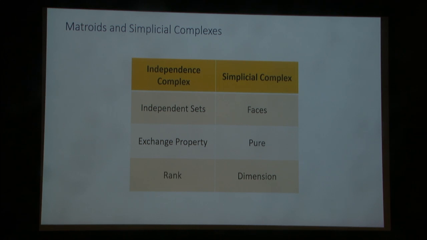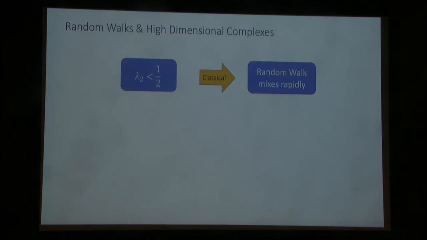Okay. Now that you have a simplicial complex, so you have this huge thing. You can study it. You can study random walks on it, and this is basically what I want to talk about. So I told you this identity that if the second eigenvalue is small, random walks mix rapidly.